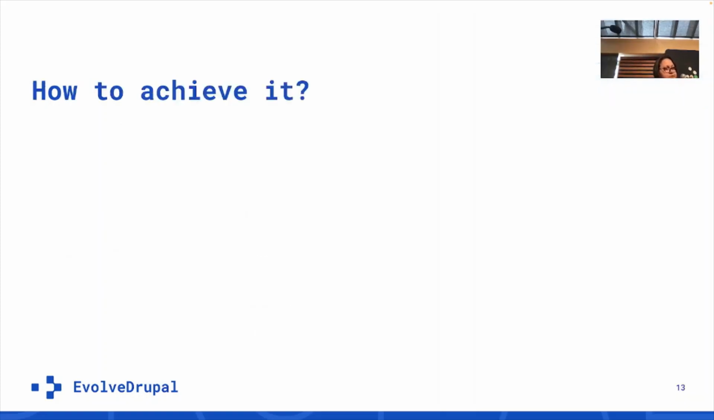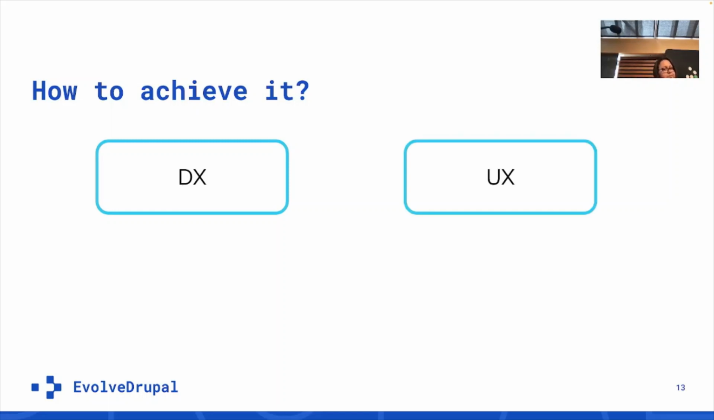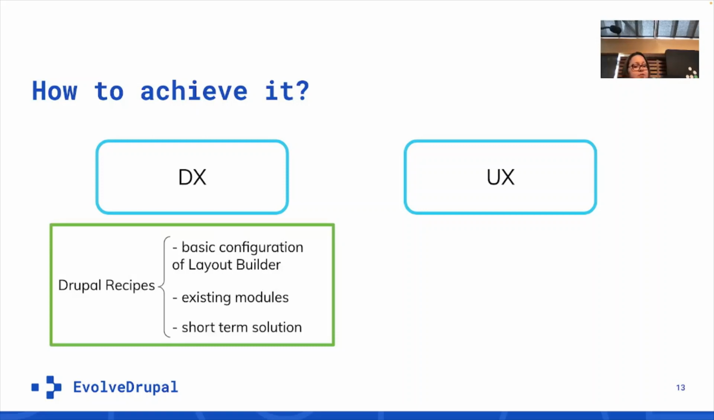So, how do we plan to achieve that? As I mentioned, we have two main plans. One that is focused on developer experience, and the other one on user experience. So, for the developer experience, our idea is to create Drupal recipes that will have all the basic configuration for layout builder using existing modules, and maybe even eventually we can provide some composed recipes that will provide translation capabilities or even the ability to have searchable items from layout builder.